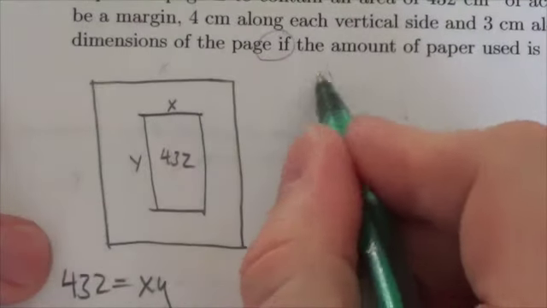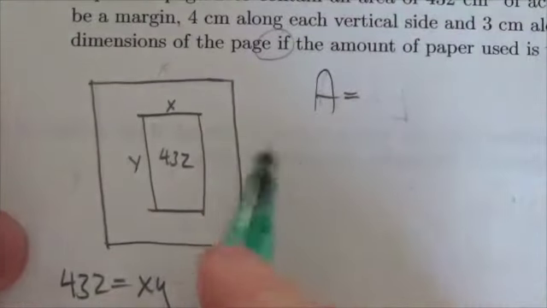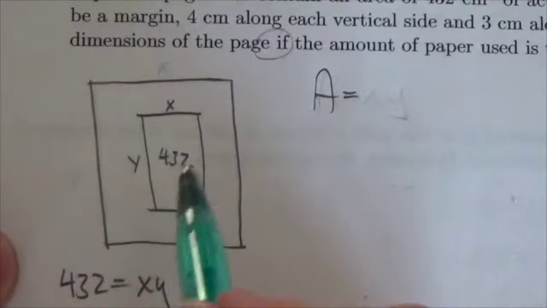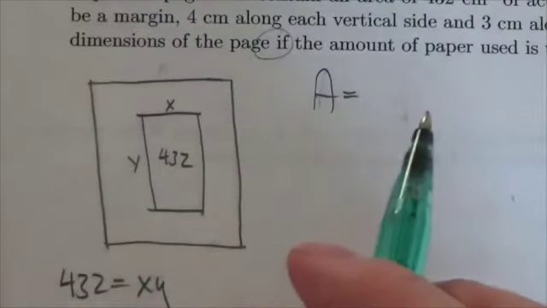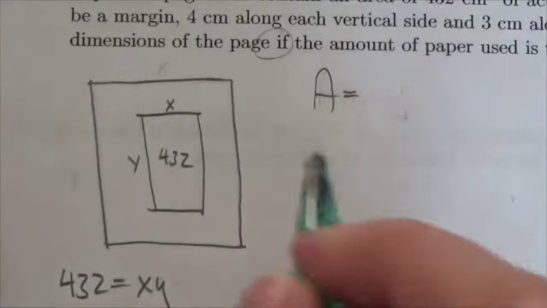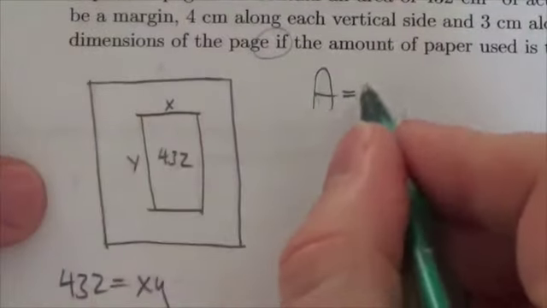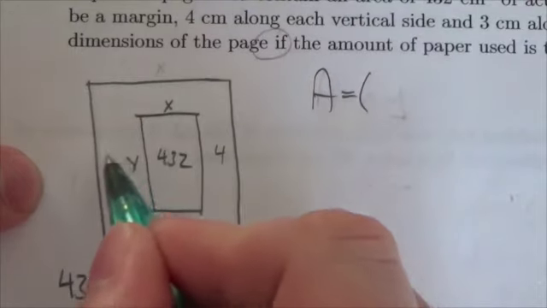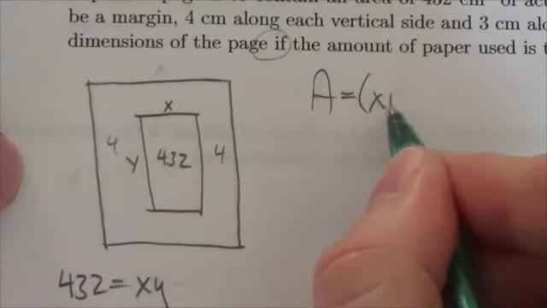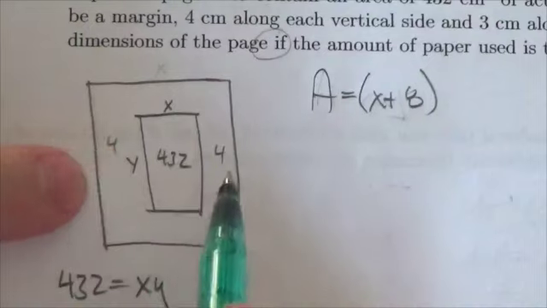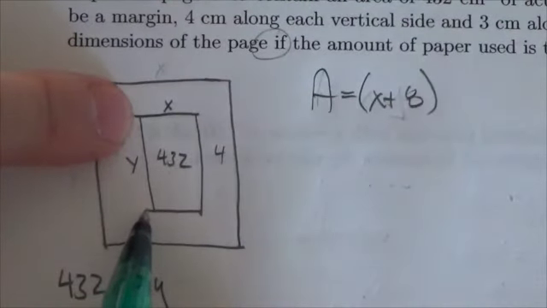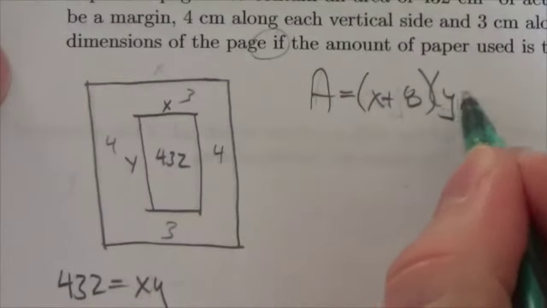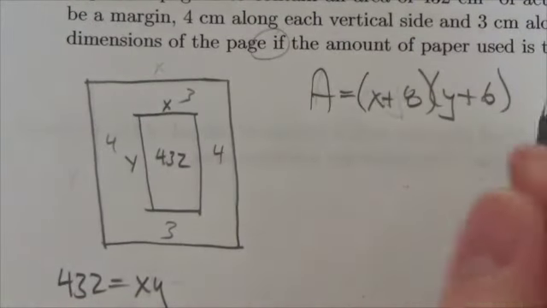Now what we are looking to do here is to minimize the area of the whole thing. We're going to be printing stuff here, but we're going to minimize the area of the whole thing. So the area of the whole thing is going to be, well, this is x, but we've got a border of 4 on either side, so that's going to be x plus 8. And then y here, but the length of the whole thing will be, remembering that there's a border of 3 on top and bottom, y plus 6.